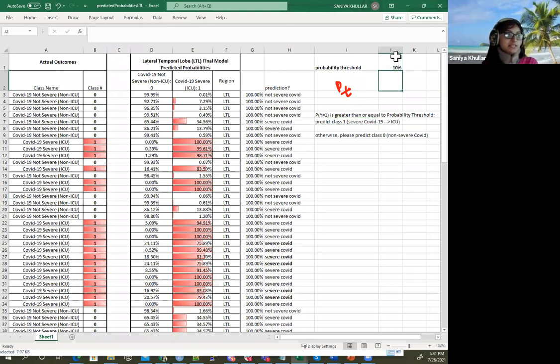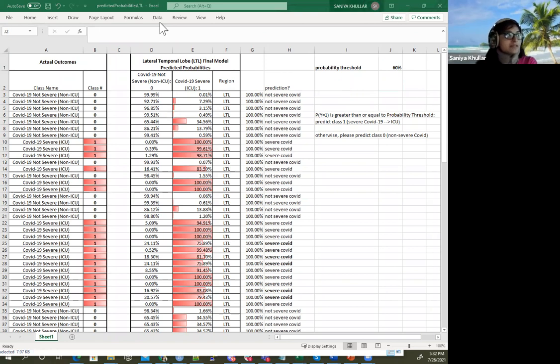So we can keep on changing this, seeing how results change. Maybe if there's a 20% chance, 30% chance. And it really depends on you and your preferences for false positives and false negatives. So that's just what this is trying to measure.